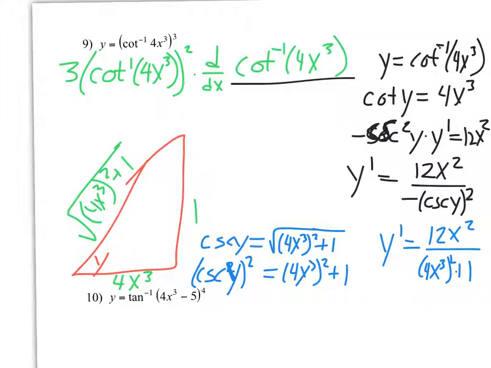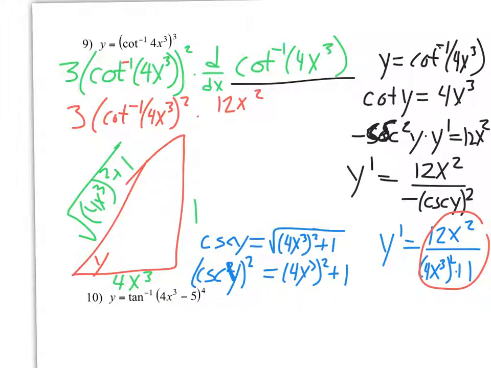That means our final answer for this problem, that should be cotangent inverse up there, 3 times cotangent inverse of 4x cubed squared times what we have down here, 12x squared over 4x to the third squared plus 1. That's a really pleasant derivative.